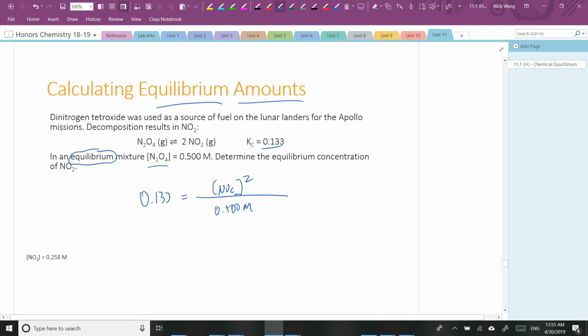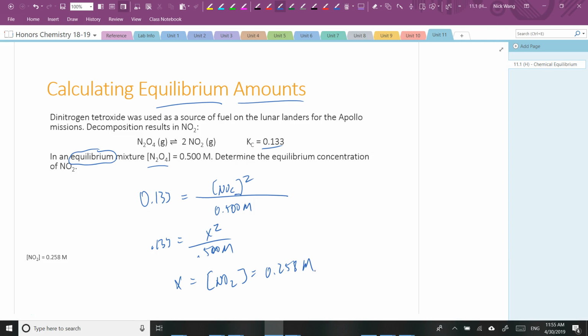So let's solve. How do you get the NO2 concentration at equilibrium? Just plug it in as x. So I'll rewrite it: 0.133 is equal to x squared over 0.500 molar. Solving for x, x is equal to the concentration of NO2, which is 0.258 molar. And that's basically how you solve for it. This is how you can use equilibrium constants to solve for any unknown equilibrium concentrations. All right, that'll do it.